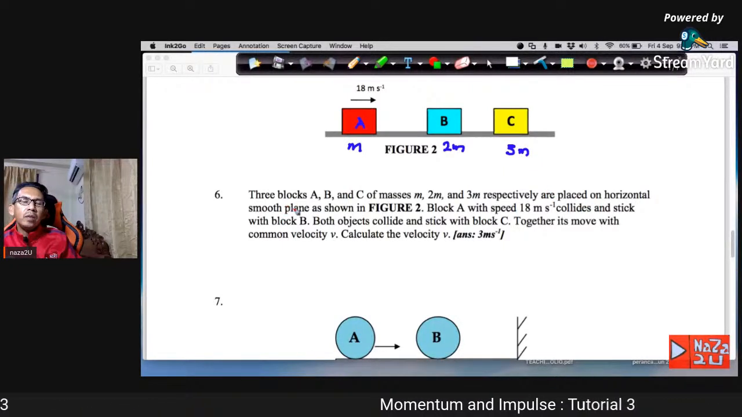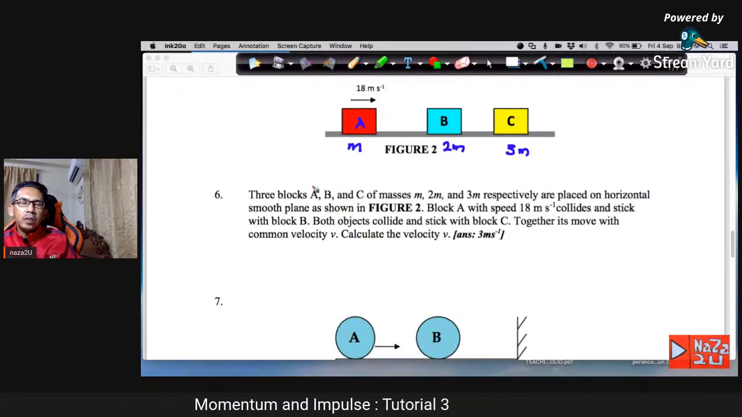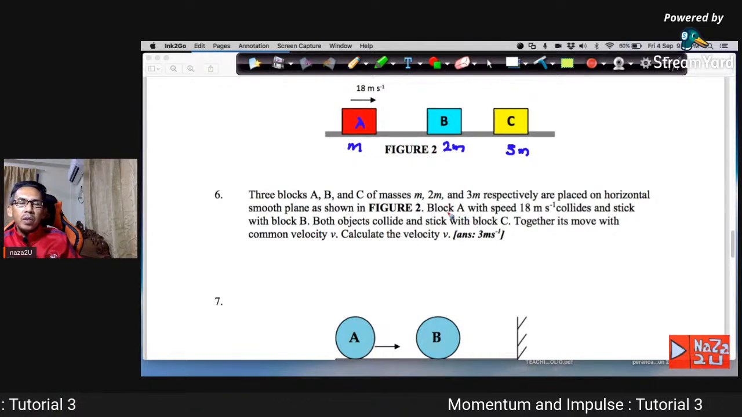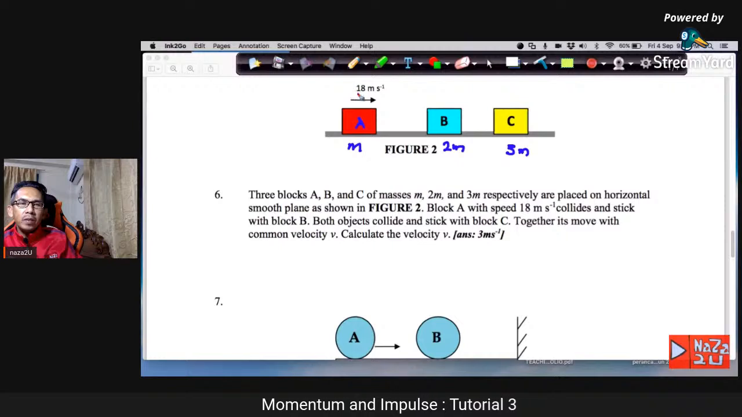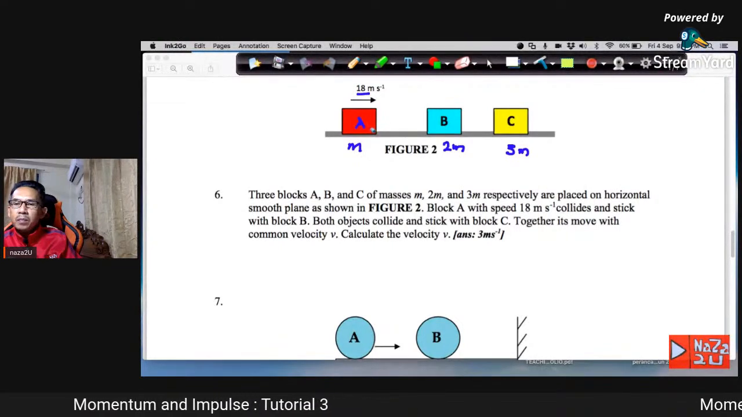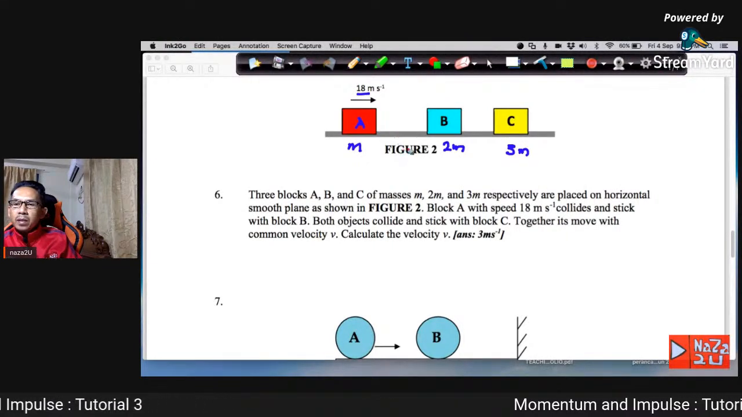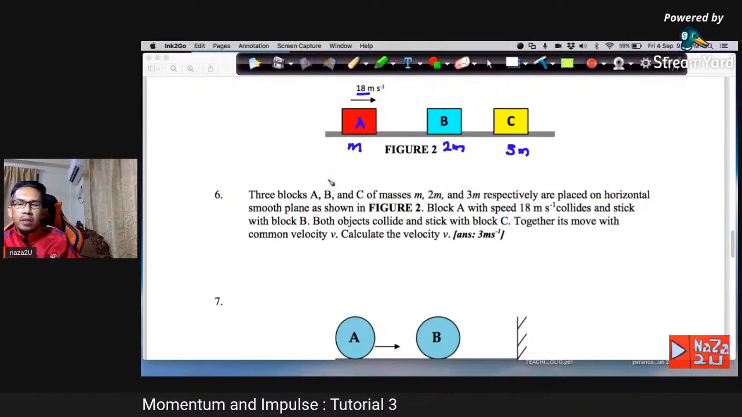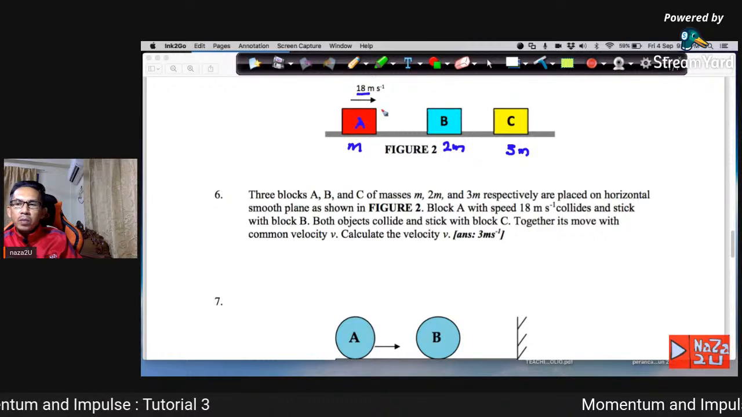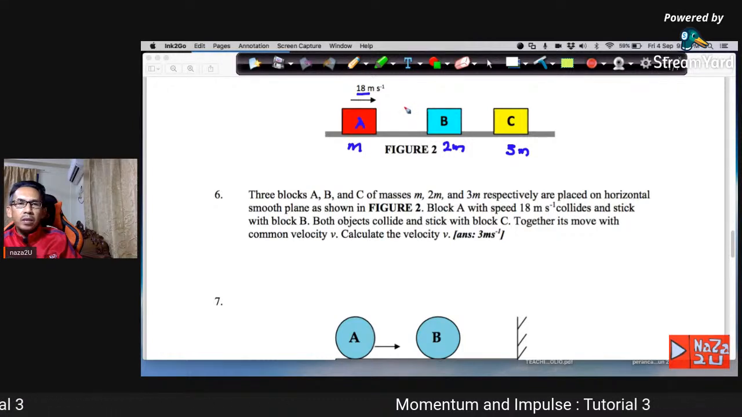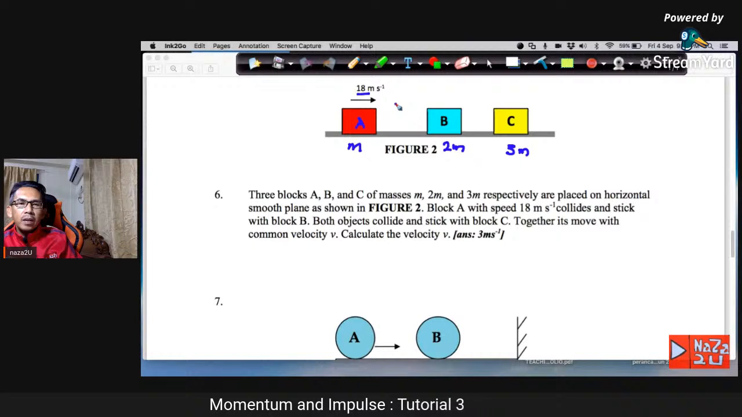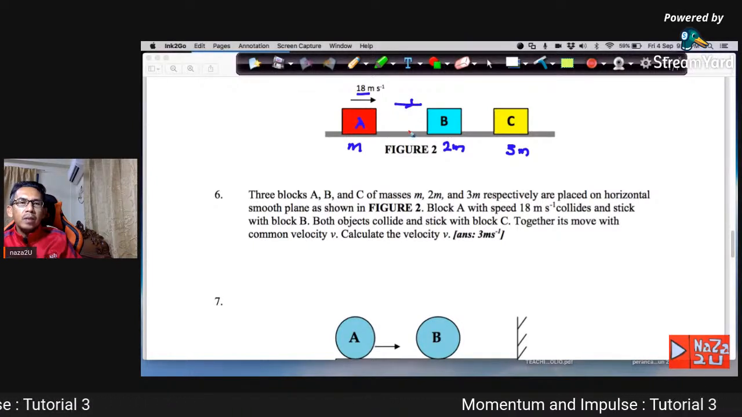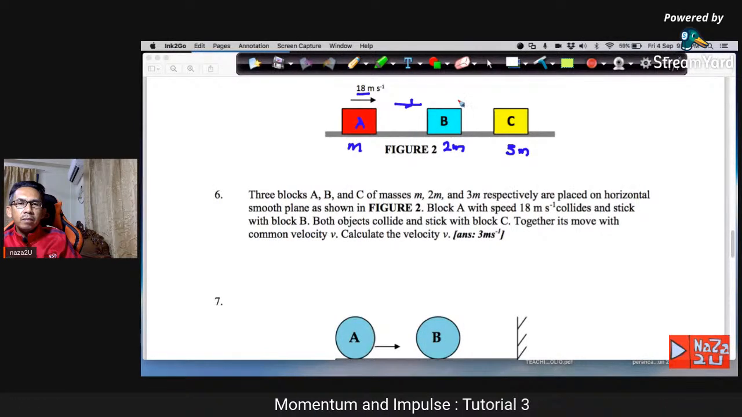Are placed on a horizontal smooth plane as shown in figure 2. So you can look at figure 2. We have the three objects A, B, and C. Block A moves with a speed of 18 meters per second, and collides and sticks with block B. So meaning object A collides with object B, and then both objects collide and stick with block C.